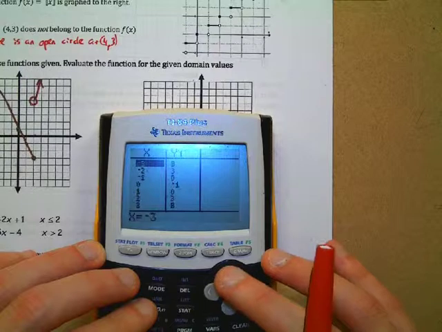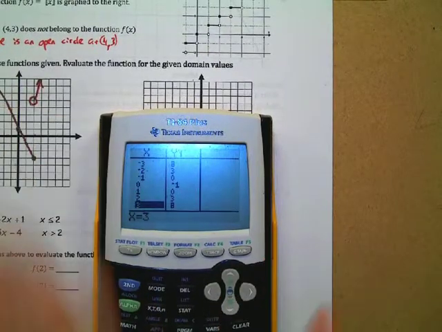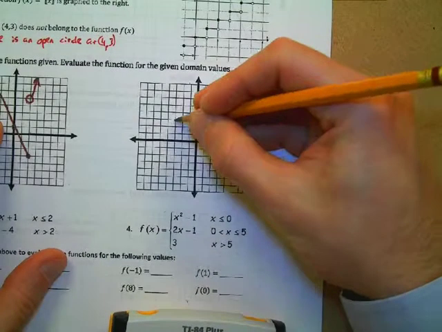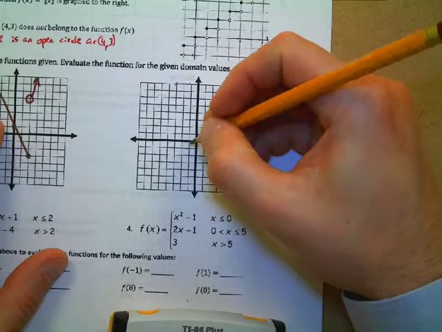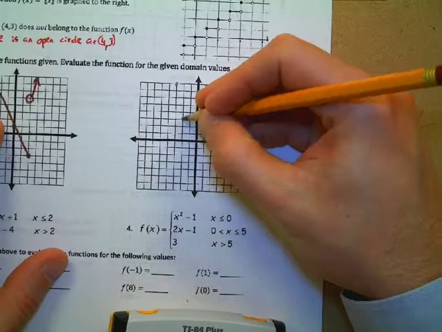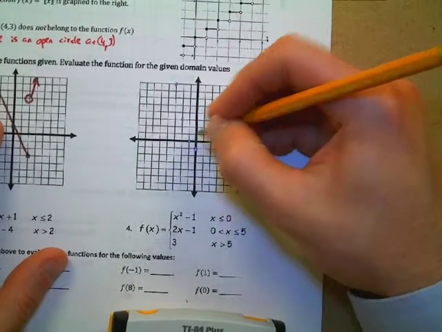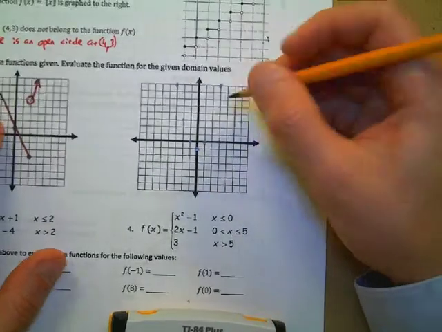So let's see here. I've got some nice points like negative 3, 8, negative 2, 3, negative 1, 0. So I'll plot those points. So negative 3, 8. Okay, right there. And then negative 2, 3. Okay. 0, negative 1. Negative 1, 0, 1, 0. And we can just use symmetry then to get the rest there. Okay, so there's my parabola.